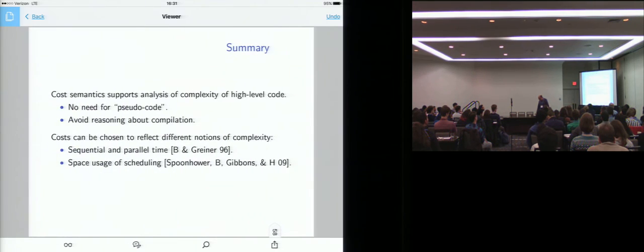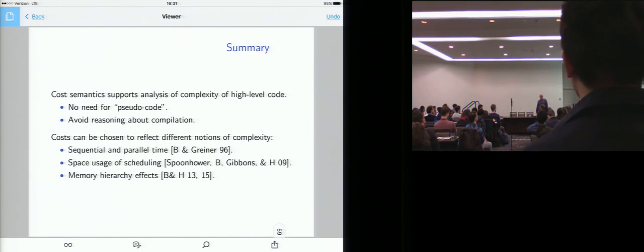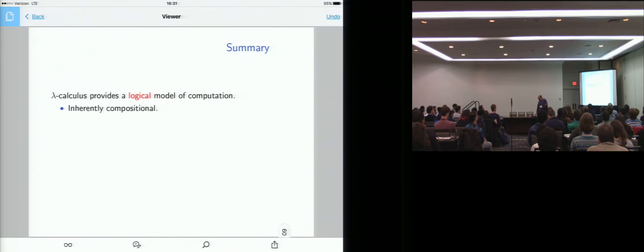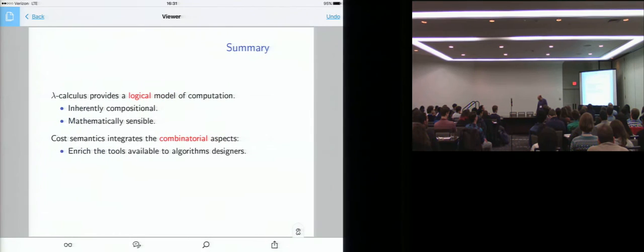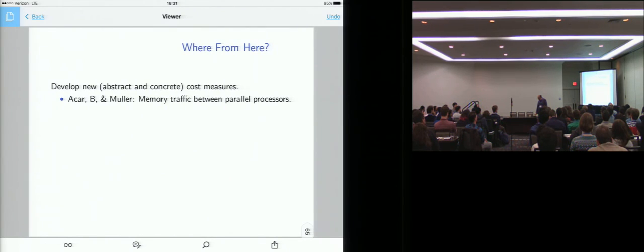So for example, sequential and parallel time, space usage under scheduling, like our student Daniel Spoonhower and our collaborator Phil Gibbons worked on a few years ago, memory hierarchy effects, which is stuff that we just talked about a moment ago, and other things. So to finish, then, the lambda calculus gives you a logical model of computation, which is inherently compositional and mathematically, I would say, sensible. And the cost semantics integrates the combinatorial aspect so that we can enrich the tools available to algorithm designers and then extend complexity analysis to mathematically elegant languages.